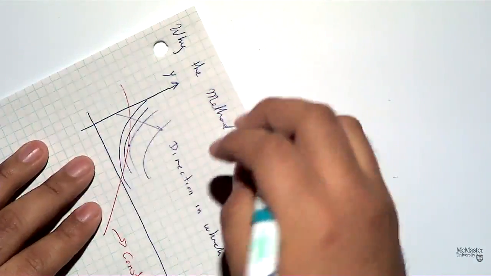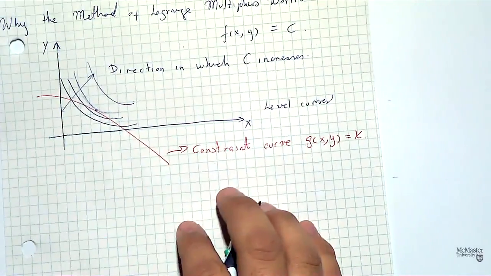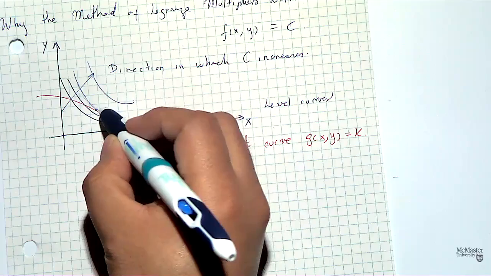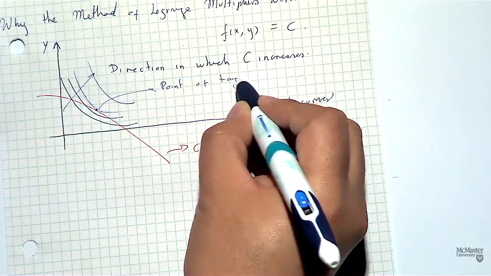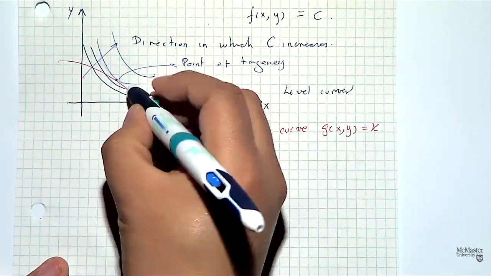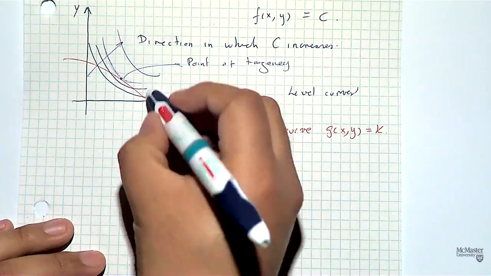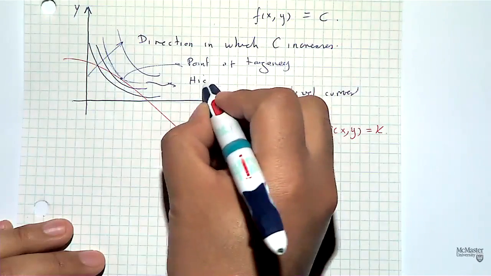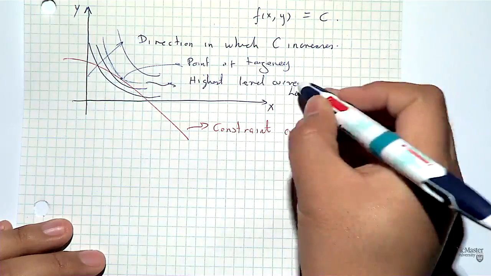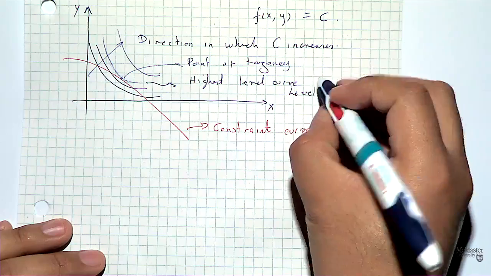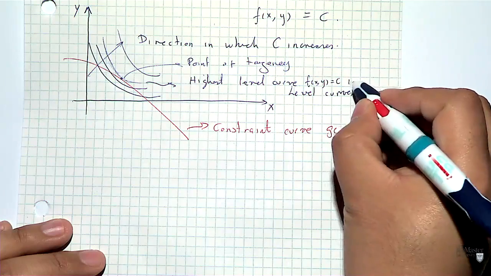Let's say, for example, we have a value c that is higher, but it doesn't satisfy the constraint. So this is a so-called point of tangency. And this one, the one that is basically touching, like just kissing the constraint curve, is the highest level curve, meaning the highest in the value, that intersects the constraint.